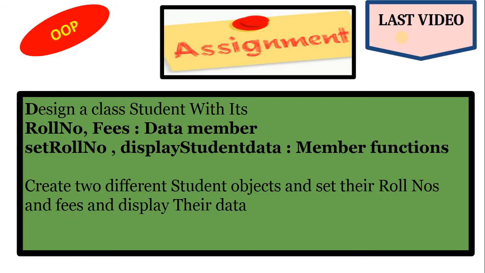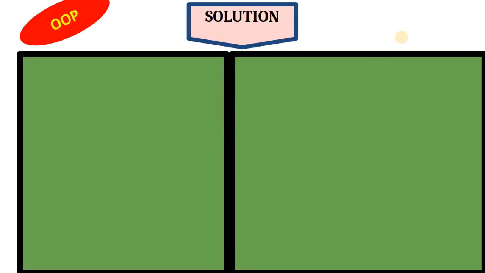So this was the assignment given in the last video, related to designing a class student with roll number and fees as data members, and set roll number and display student data as member functions. We were asked to create two different student objects, set their roll numbers and fees, and display their data. So here lies the solution for the same.